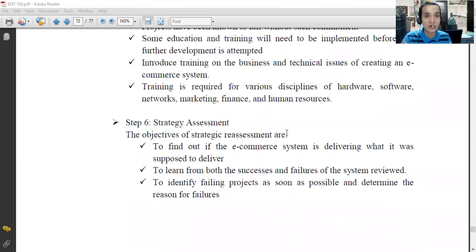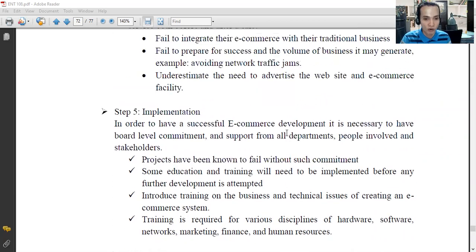And lastly, we have strategy assessment. The objectives of the strategic assessment are, number 1, to find out if the e-commerce system is delivering what it was supposed to deliver. Number 2, to learn from both the successes and failures of the systems reviewed. And number 3, to identify failing projects as soon as possible and determine the reasons for failure.